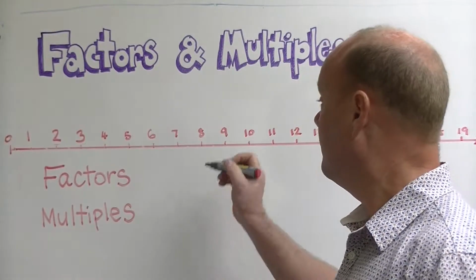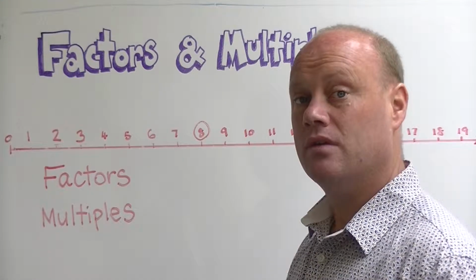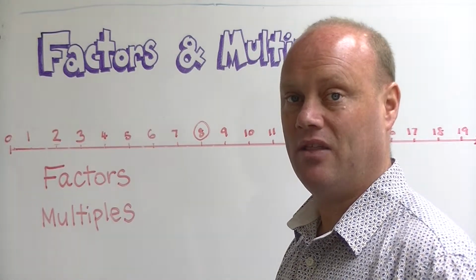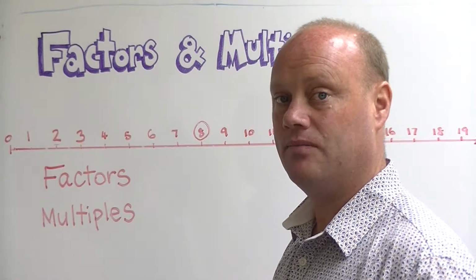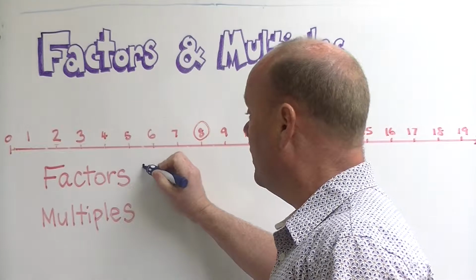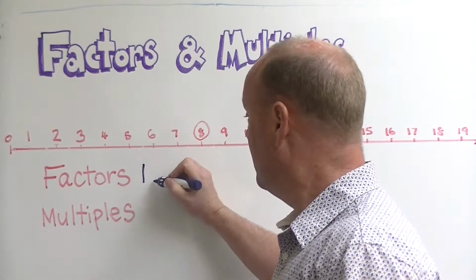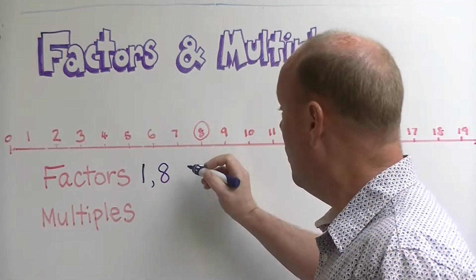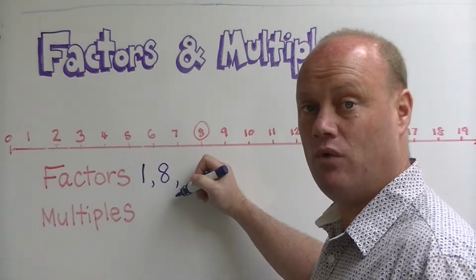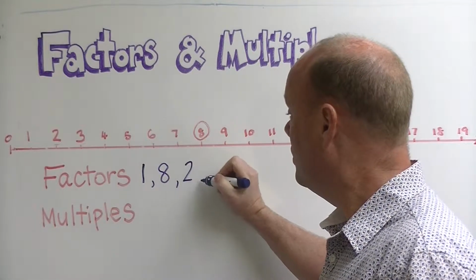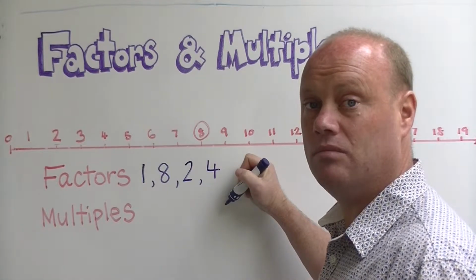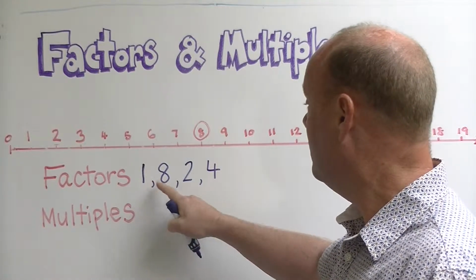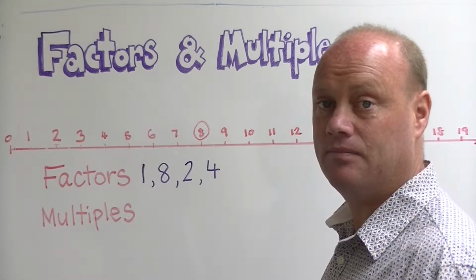So let's pick a number like 8, for example. To find the factors of 8, we have to think about the numbers that we can multiply together to make the answer of 8. So we know that 1 multiplied by 8 makes 8. So 1 and 8 are factors of 8. Also, 2 multiplied by 4 makes 8. So 2 and 4 are also factors of 8. So the factors of 8 are 1, 2, 4 and 8.